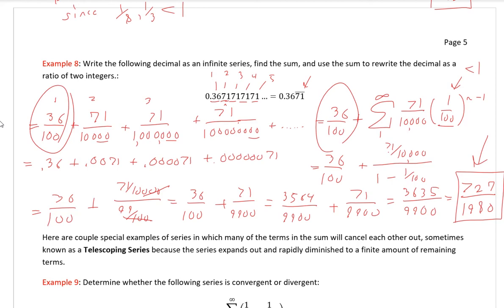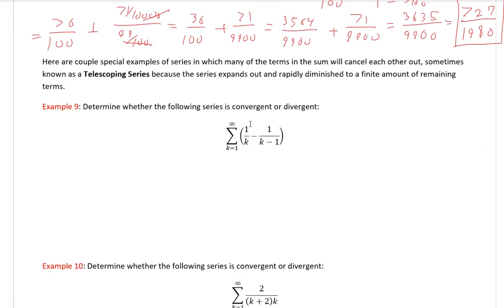If I was repeating 3 digits, so this is 0.712, for example, then I'd be repeating 3 times, so 1 over 1,000. But yeah, so that's how those would work. Last concept here is something called a telescoping, or sometimes it's also called a collapsing series.